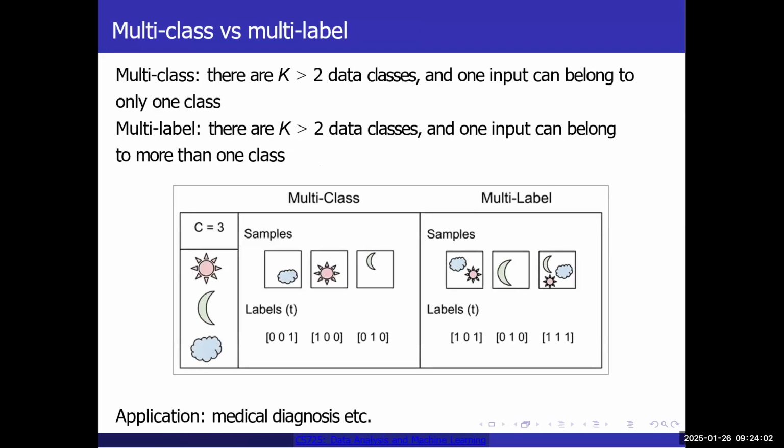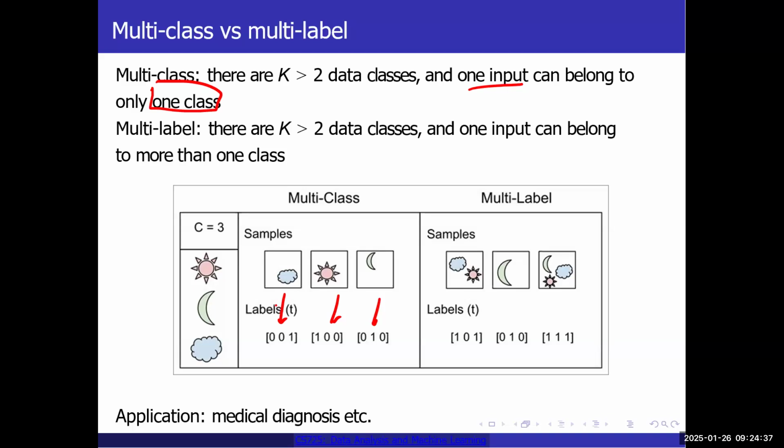Now we have multi-class classification. In multi-class classification, you have your data, and you have more than two classes. You have at least three classes, and one input can belong to only one class. So in multi-class, when you put the label, you have to pick which class it belongs to.